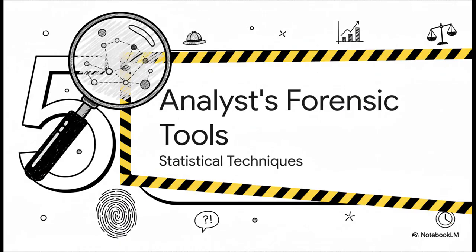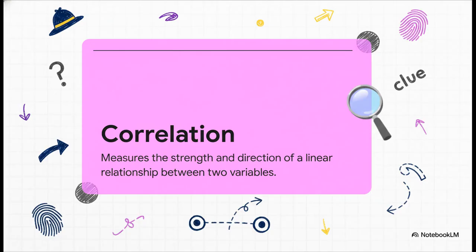All right, so we're in the courtroom. We've got our standard of proof. Now our detective needs to pull out some specialized forensic tools to actually examine the evidence and find those hidden connections. And one of the most powerful tools in our kit is correlation. Think of it like a special scanner that measures if two clues tend to move together. Does one go up when the other goes up? And, more importantly, how strong is that connection?